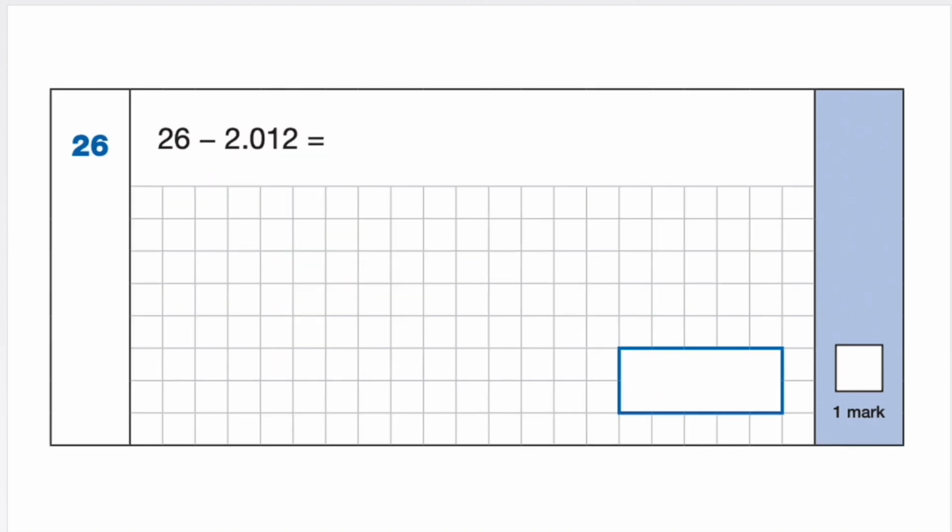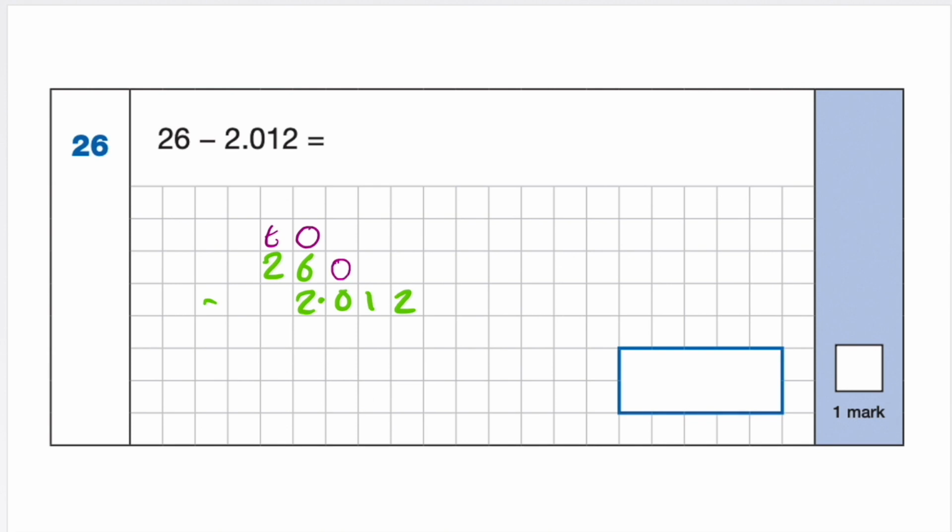Okay, question 26, another subtraction. And again, no trick for this. We're just going to have to work it out using column subtraction. I'm going to put my 1s and 10s labels ready so that I don't make a mistake. And then I'm simply going to put my 26, 2 10s, 6 1s, subtract 2.012. That has 2 1s, and then I can fill the rest in beyond that, 0.012.